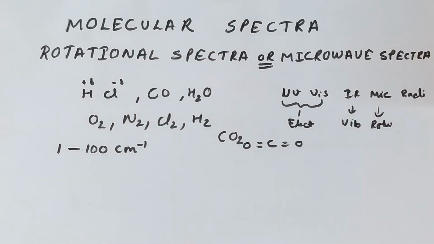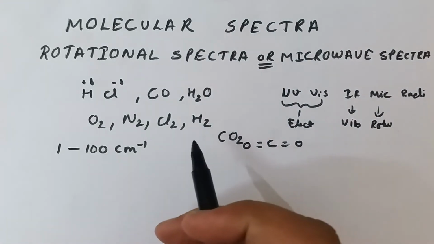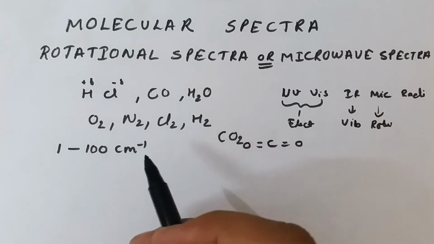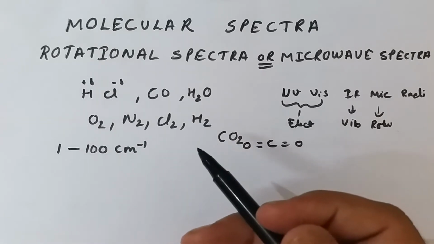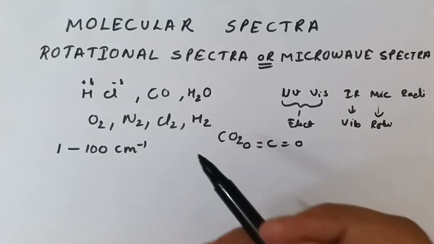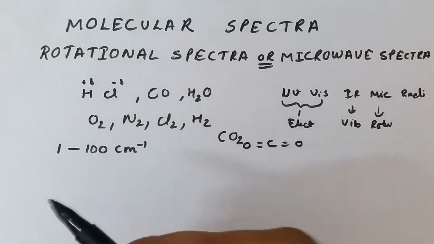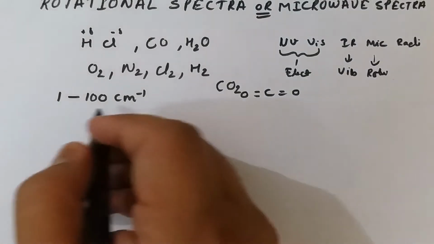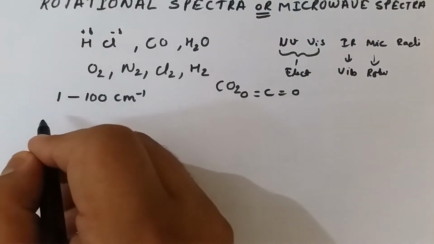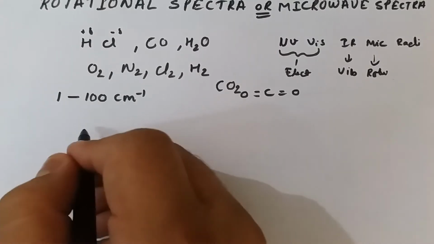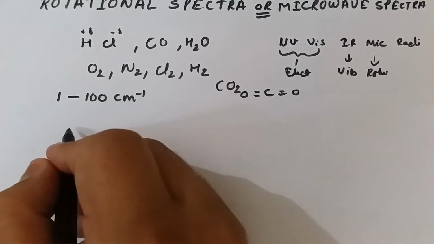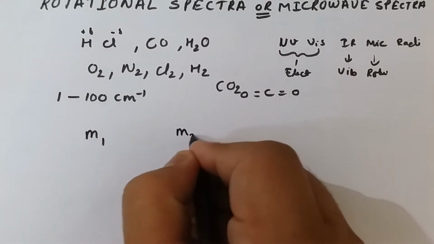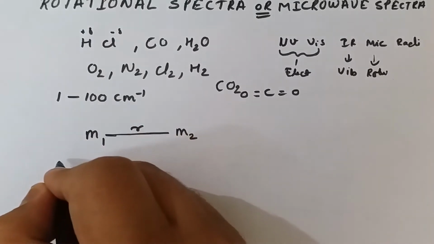Now moving on to the derivation part. For rotational spectra, we are going to derive the energy required to generate rotational spectra of a diatomic molecule, and we will also see the spectral lines and the relative intensity of the spectral lines. To derive the energy, we consider a diatomic molecule with masses m1 and m2, and R is the equilibrium bond length.